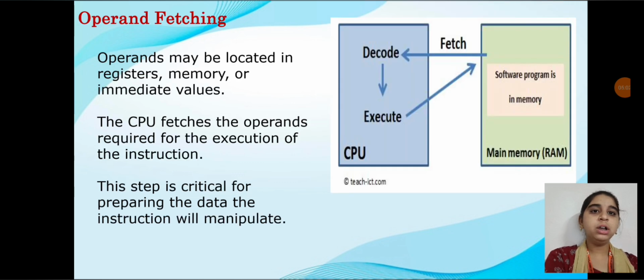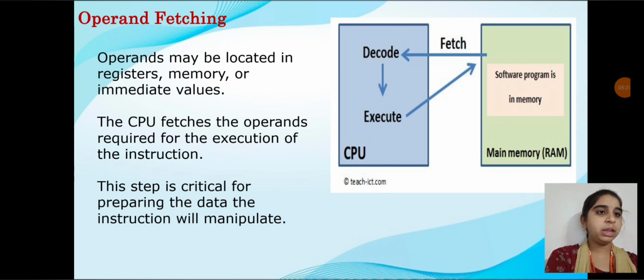Operand fetching. Operands may be located in registers, memory, or immediate values. The CPU fetches the operands required for the execution of the instruction. This step is critical for preparing the data the instruction will manipulate. Here operands are stored in the form of registers, memory, or immediate values.